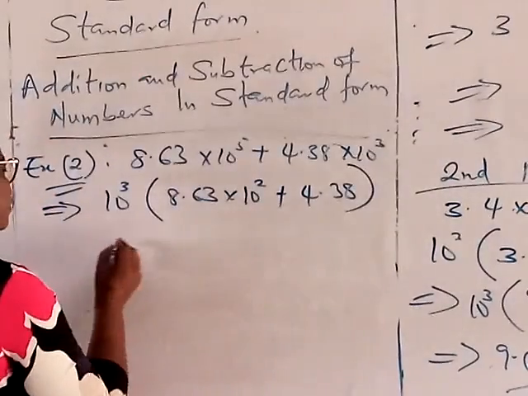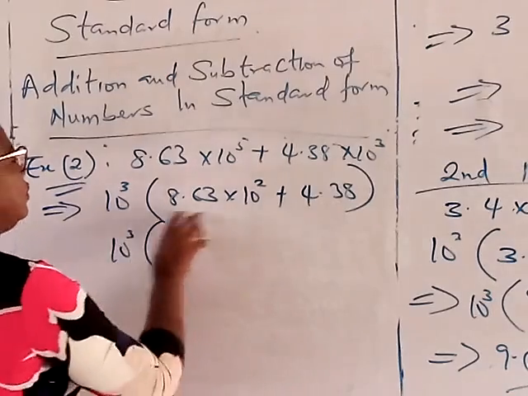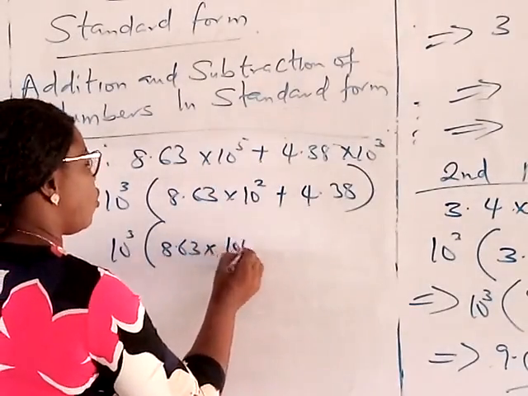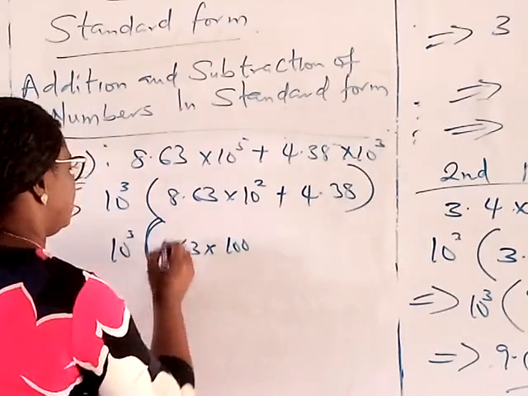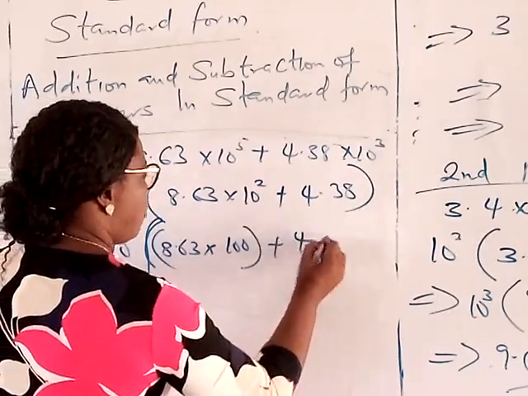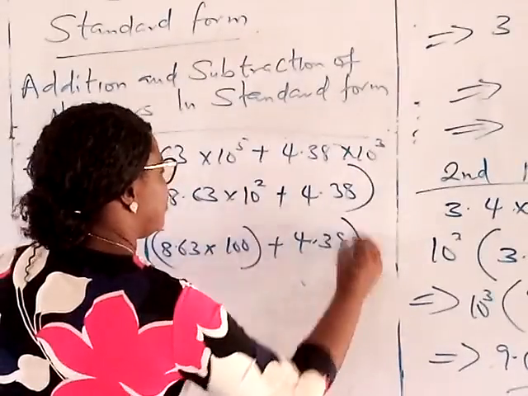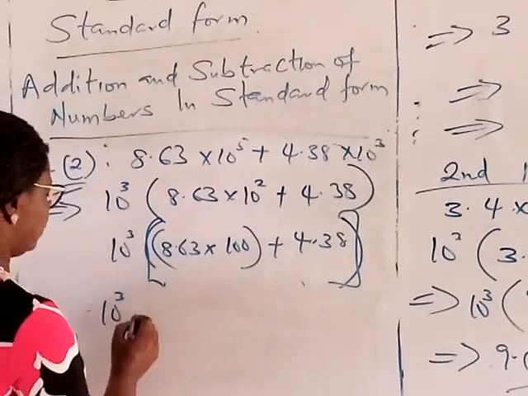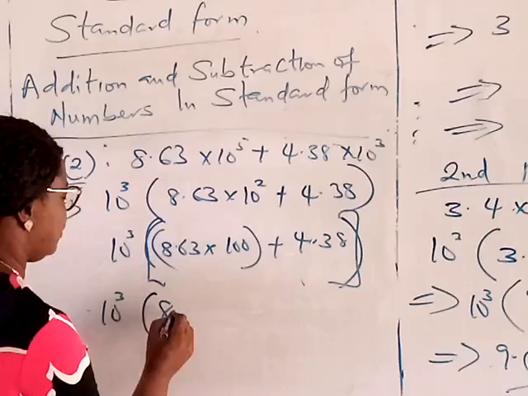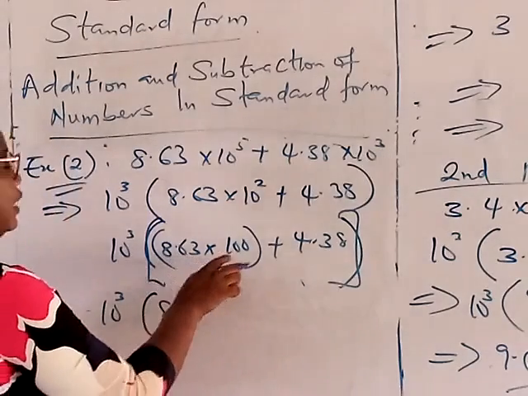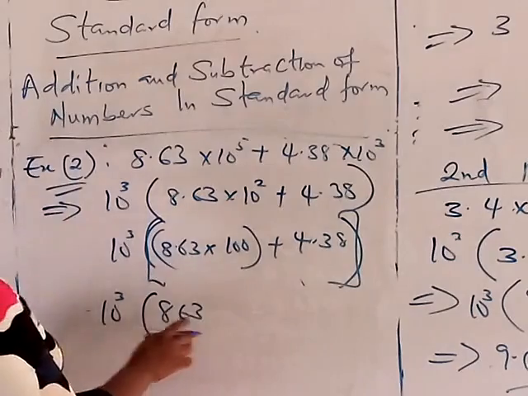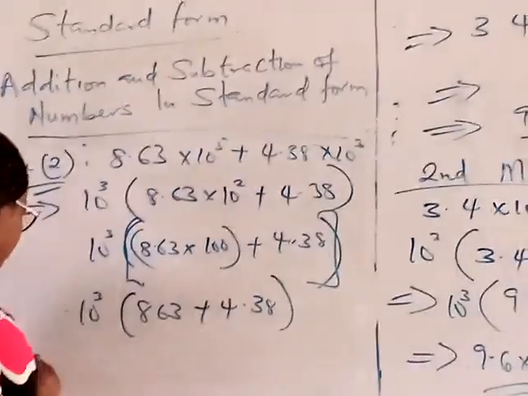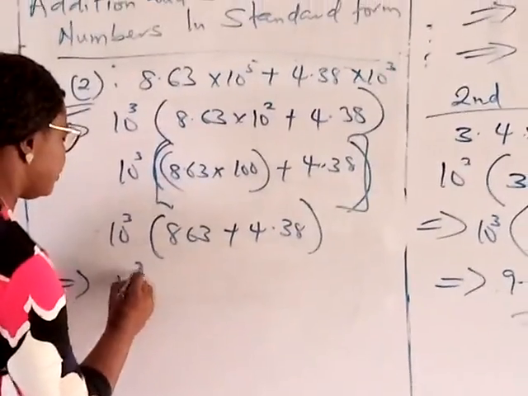And so, if we handle this, we have 10 raised to the power 3. This one now, 8.63 times your 10 raised to the power 2 is the same thing as 100. Plus 4.38. So, 10 raised to the power 3. If you solve this, we have 863. We multiply 8.63 times 100. That will give us 863 plus 4.38. So adding up, we have 10 raised to the power 3.